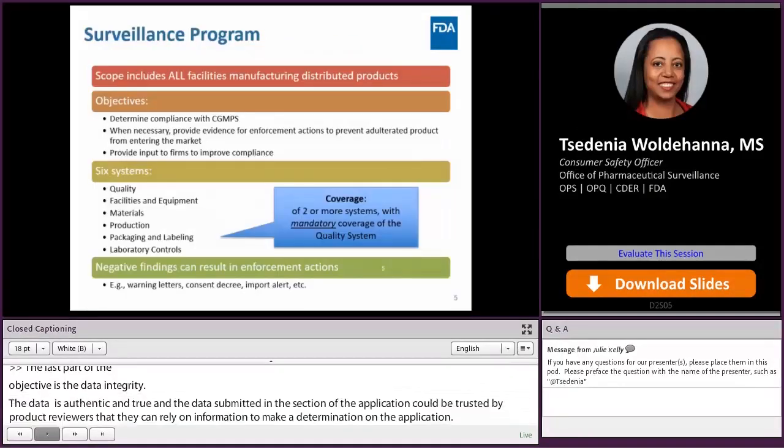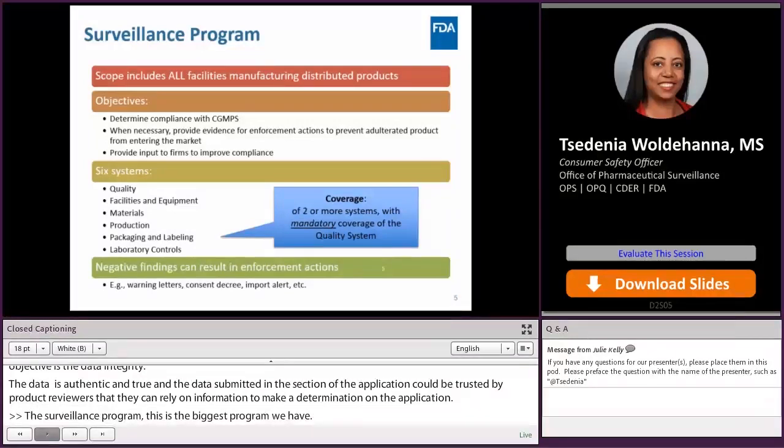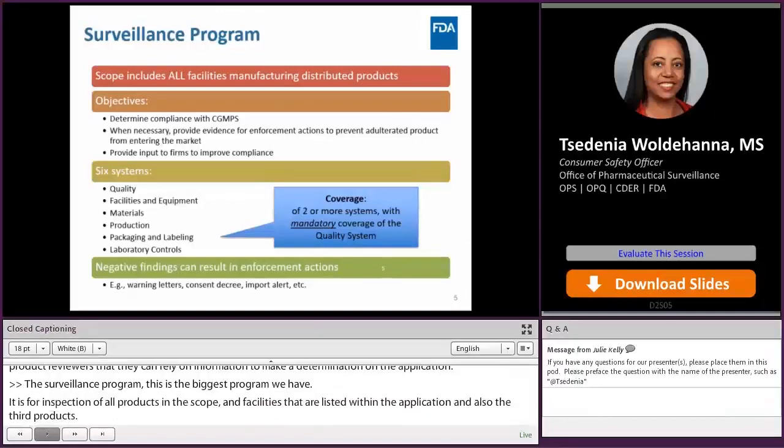The surveillance program. Okay, so this is the biggest program we have, and it comprises inspection of all distributed products that are within scope, for facilities that are listed within approved applications, but also registered products. So OTC products are within the scope of the surveillance program. The objective is to determine whether the CGMPs are being followed by the facilities, and also, when necessary, provide evidence for enforcement actions to prevent adulterated products from entering the market.